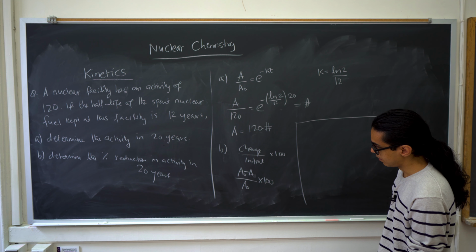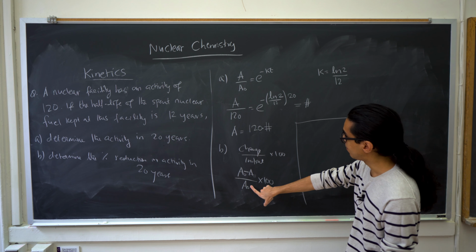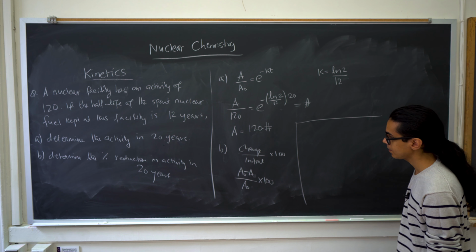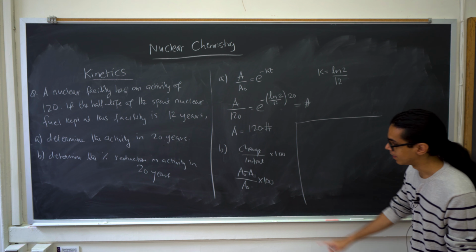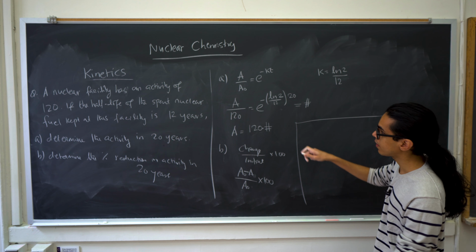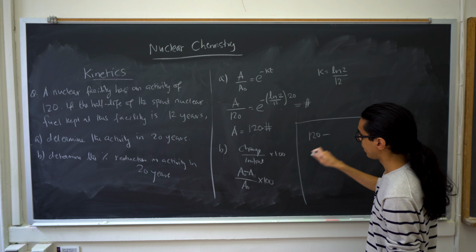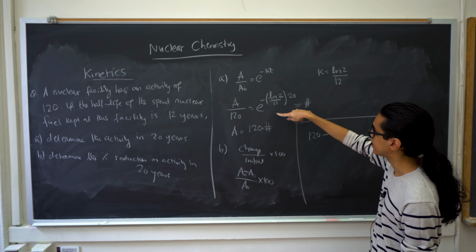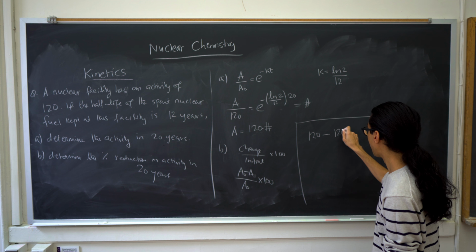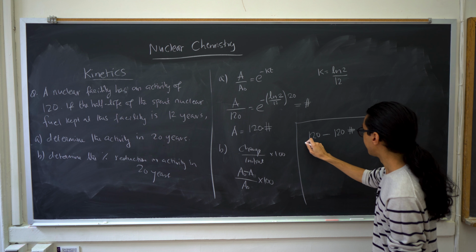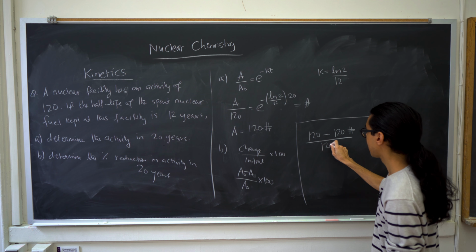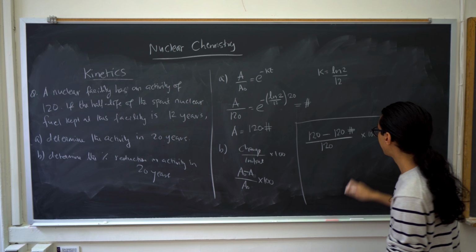Okay. We can simplify this or not. You don't have to simplify. Let's plug in our values. A naught is 120. A is 120 times this mess divided by the initial 120 times 100.